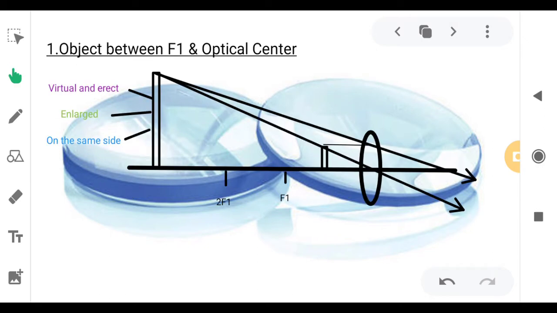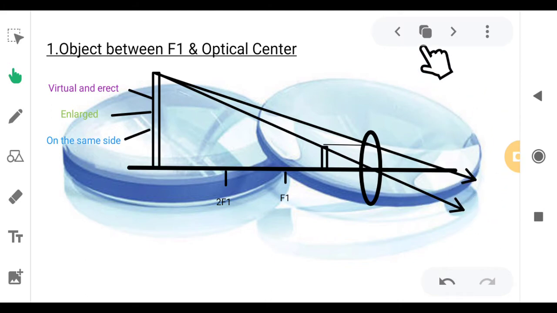Next, there are some conditions, and this is very important for competitive exams. So let's understand. Just imagine this is an object and it is placed between f1 and the lens's optical center O. It is placed between f1 and optical center, and there is a light. Just imagine that there is a light, and here is the object.